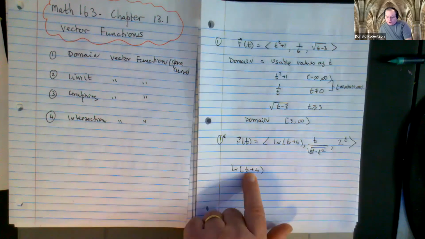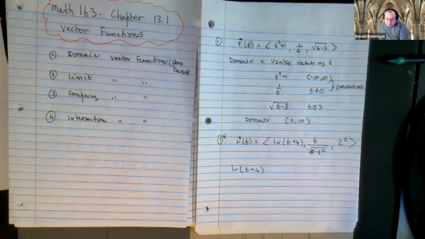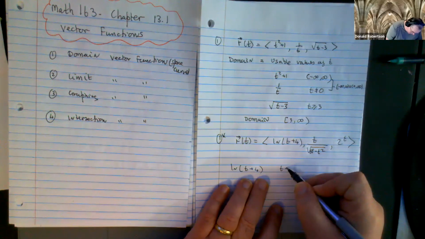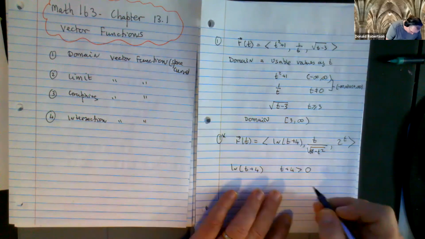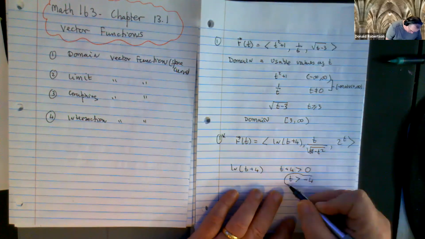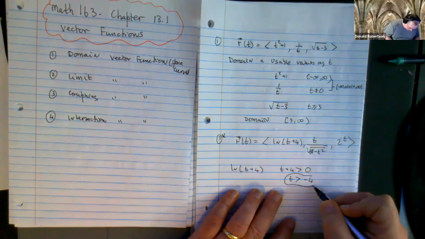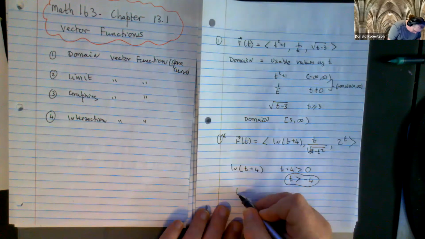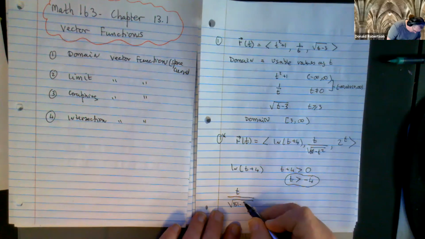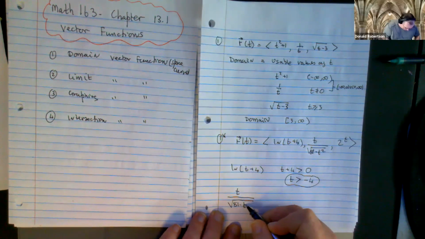Do you know that logs are no good with negative numbers, right? You can't find a log of 0 and you can't find a log of negative numbers. So I need this fella to be greater than 0, which means I need t to be greater than negative 4. So I'll put a little bubble around that to remind myself. Now the second expression looks like that.